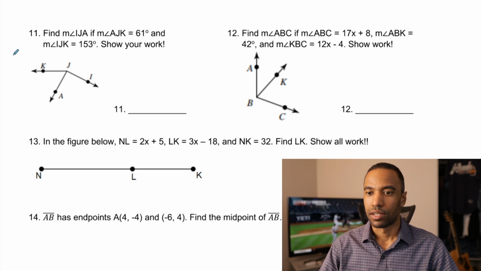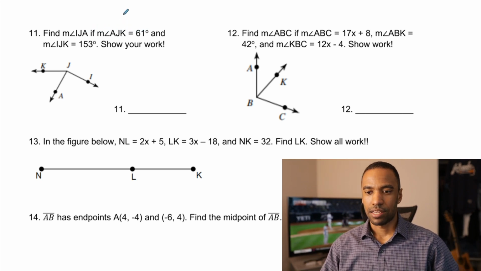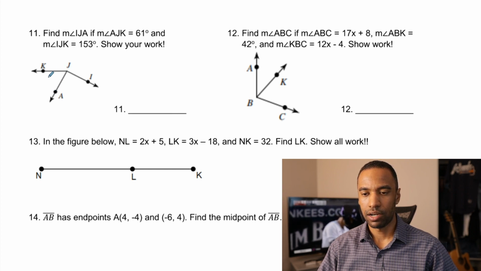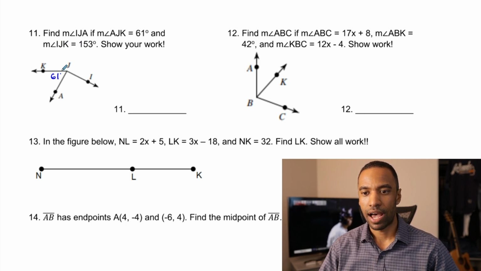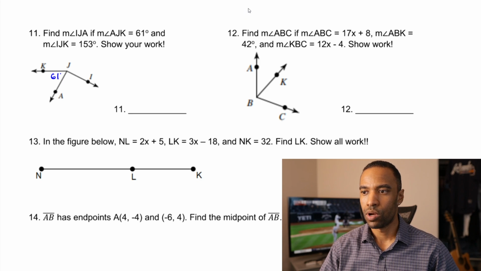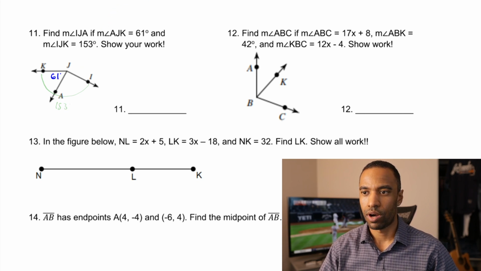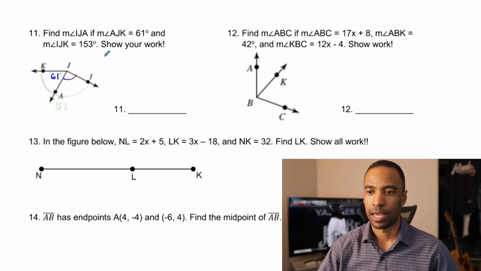Halfway through. All right. Number 11. Find the measure of angle IJA if the measure of angle AJK is 61 degrees. That is, AJK is this one right here. That's 61 degrees. Thank you for the drawing. I'm going to label that out. And the measure of angle IJK, that's the whole thing, is 153 degrees. Show all work. So we know that the whole thing is 153. We know this little part is 61, and we're trying to find this missing guy right here.